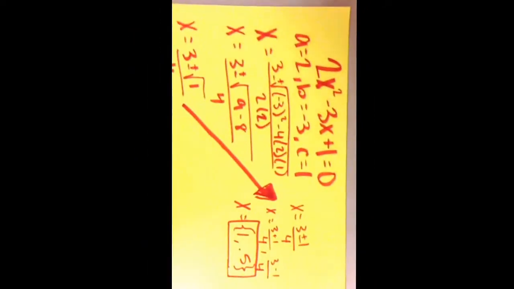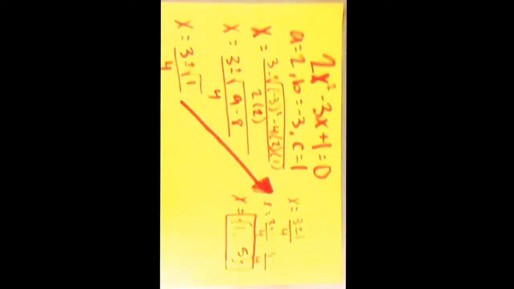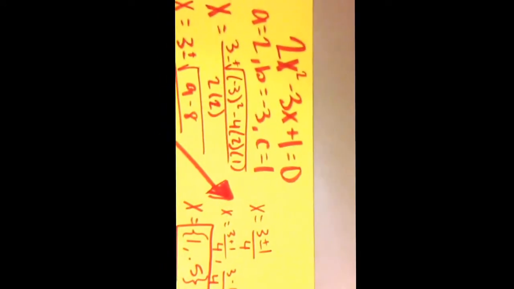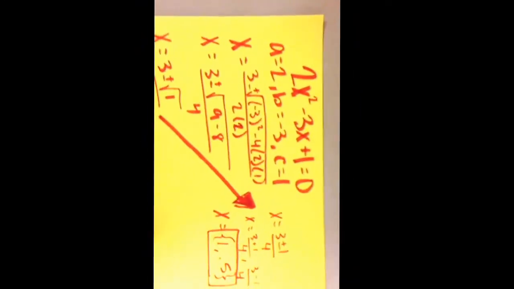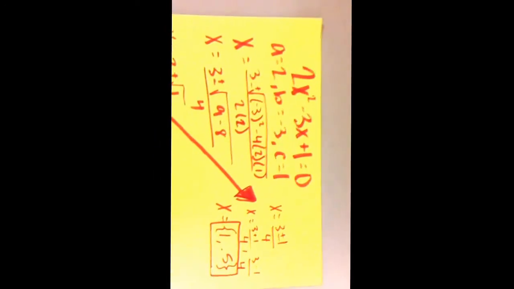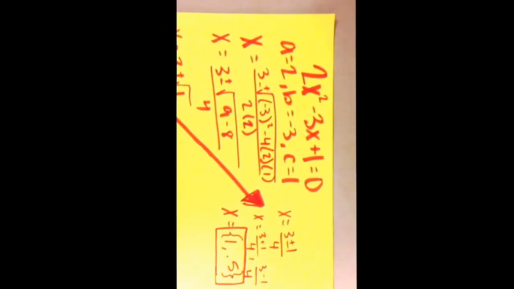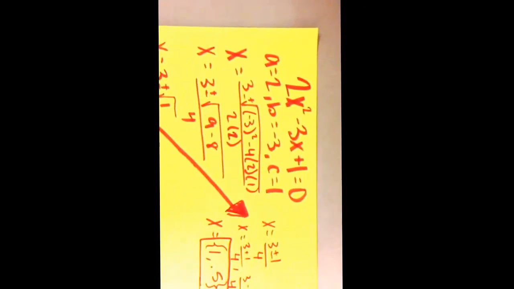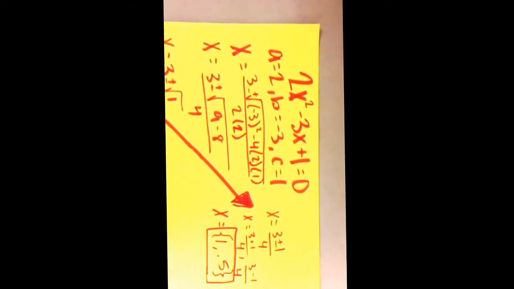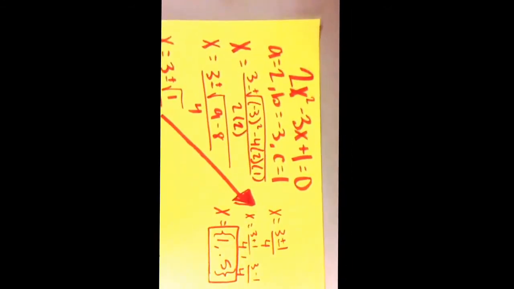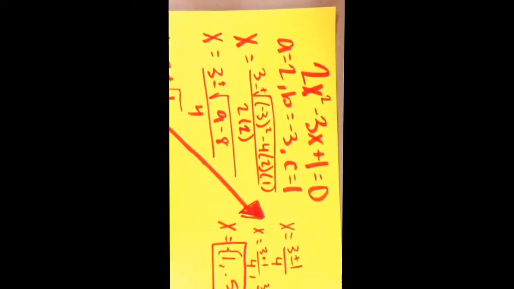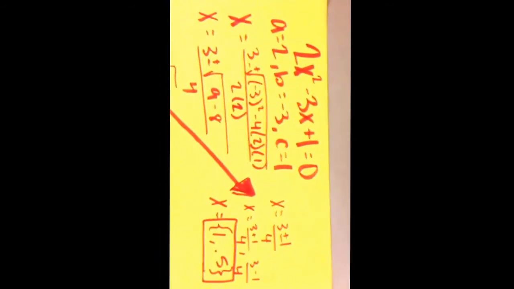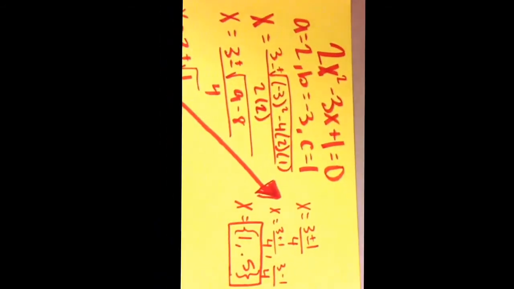And our third and final equation, 2x squared minus 3x plus 1. The a value is 2, the b value is negative 3, and the c value is 1. Therefore, once again, you plug in the values. The opposite of b, which is negative 3, is 3, plus or minus the square root of negative 3 squared minus 4 times a, which is 2, times c, which is 1, all over 2a, which is 2 times 2.